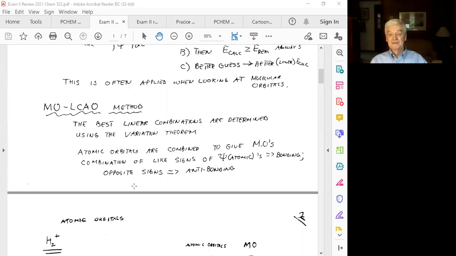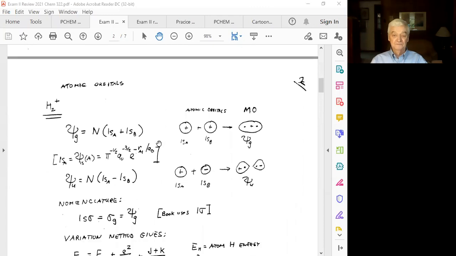If you have opposite signs, like a plus wave function combined with a minus wave function, you get an anti-bonding orbital. The typical reason for this is that you're going to have to go through a value of the wave function equal to 0. When the wave function is 0, its probability, psi squared, is 0. And so you're going to have a region of no electron density. And then the positive nuclei will repel each other.